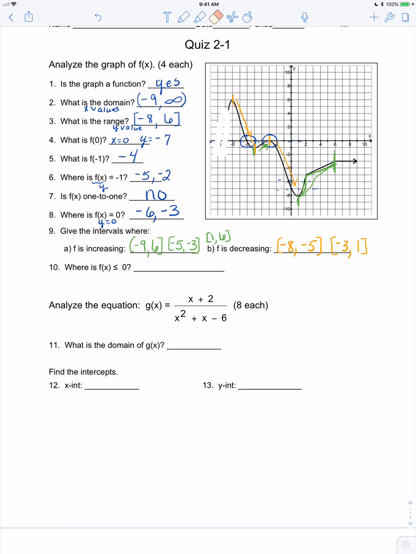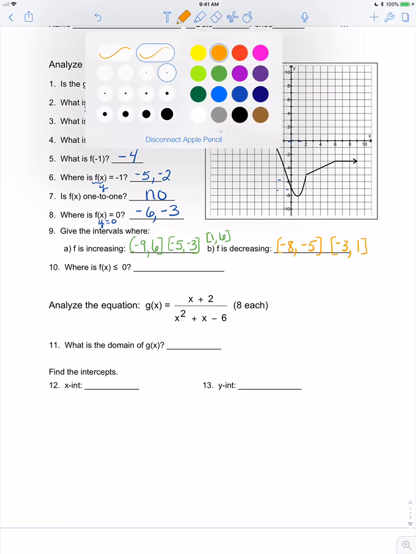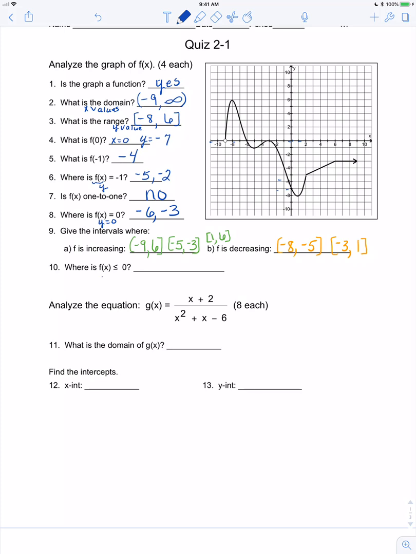Okay, let me erase all this again. Alright, so where is f of x less than or equal to 0? So that means, where is y less than or equal to 0? Where are the y values? Well, everything below this line, y is negative. So what are those intervals to where it's less than 0? Well, it's less than 0 from -6 to -3, those 2 points.